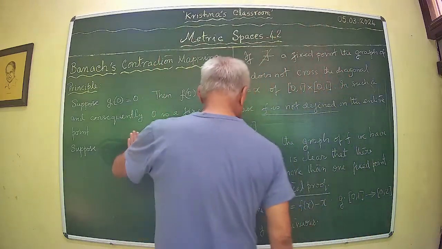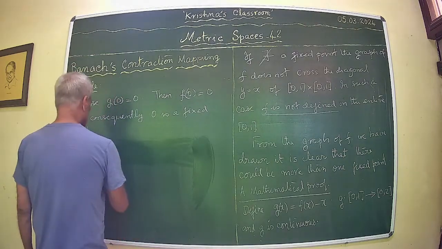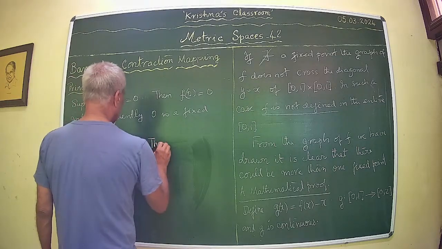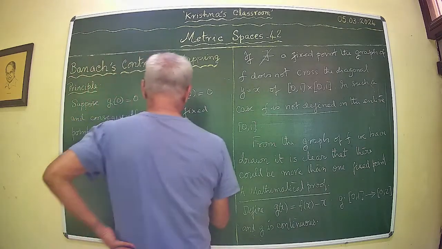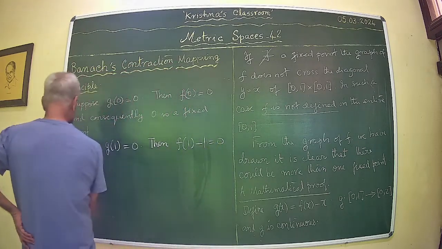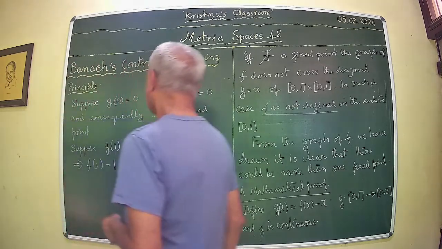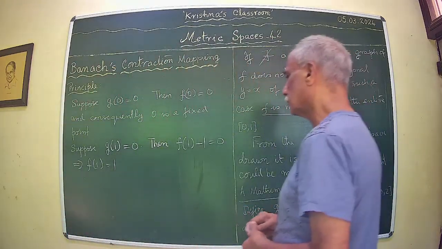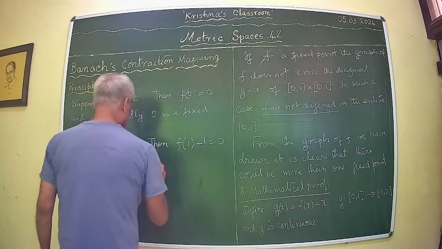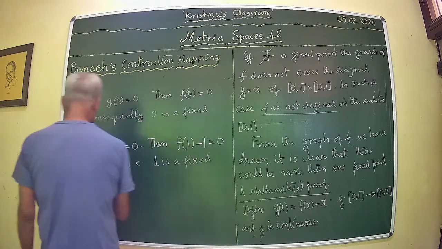Suppose G1 equal to 0. Then we have F1 minus 1 equal to 0, which implies F1 equal to 1. Therefore, that is, 1 is a fixed point.